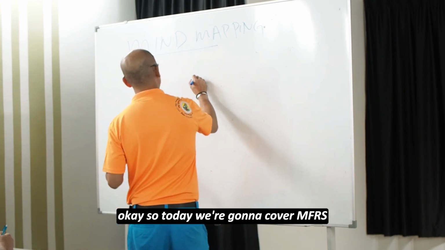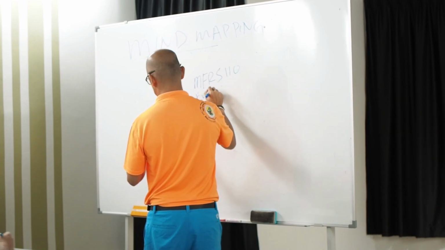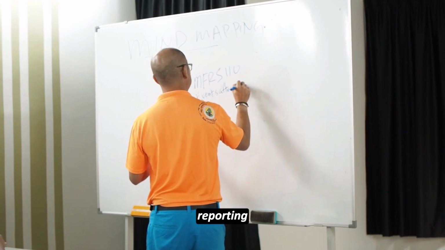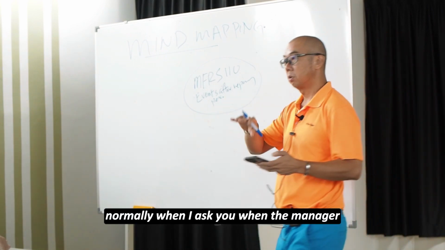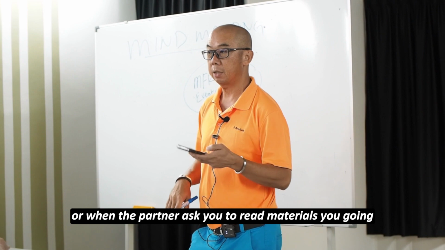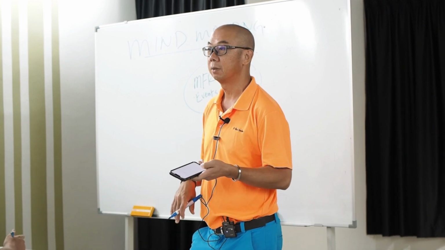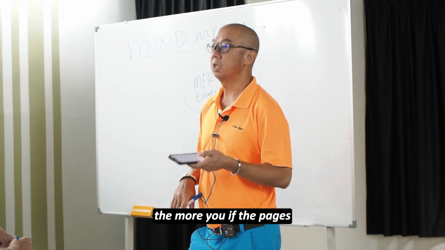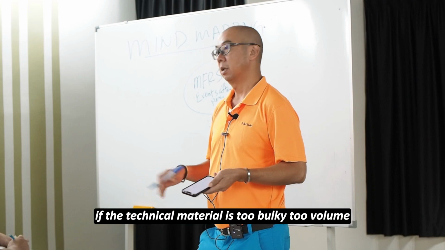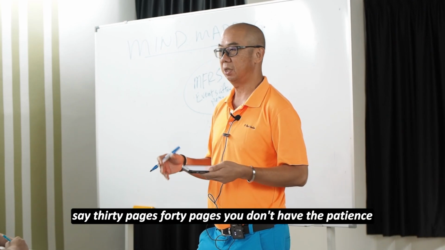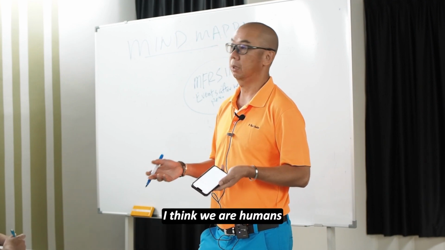Okay, so today we're going to cover MFRS 110, events after the reporting period. Normally when the manager or the partner asks you to read the materials, you read page by page from page 1 until the end. If the technical material is too technical, you panic after reading once. If it is too bulky, say 30 or 40 pages, you don't have the patience. Understand or not? We are humans.